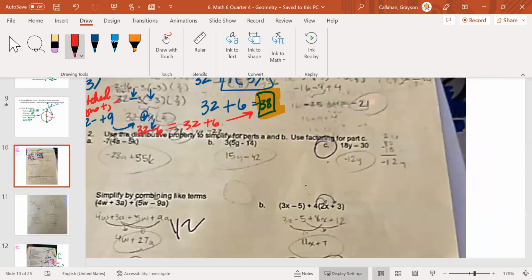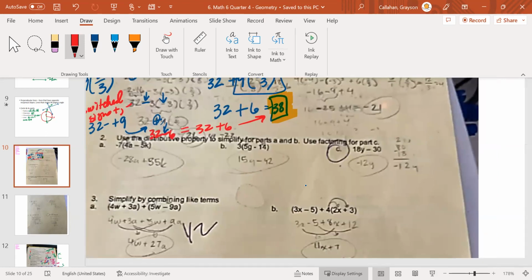Okay, C over here. Use the distributive property to simplify part A and B. Use a factor for part C. Factor. Do you see this part right here? And besides, you cannot combine like terms. It's 18y minus 30. They're not combinable. C is factor. What it means is, what can you take out between 18 and 30? What's your greatest common factor between 18 and 30? What's the number that can divide into both?